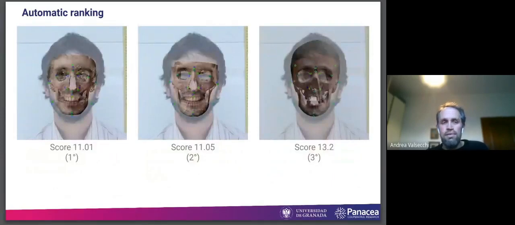So I'm talking about something like this. On the left, you see a very good superimposition. And we calculated its score, which is 11.01, and this is the best result. So we put it in the first position of the ranking. Then we move to another overlap, which gave us a slightly worse score value. So we put this as our second entry in the ranking, and so on.